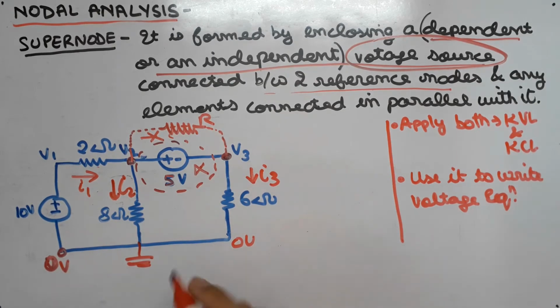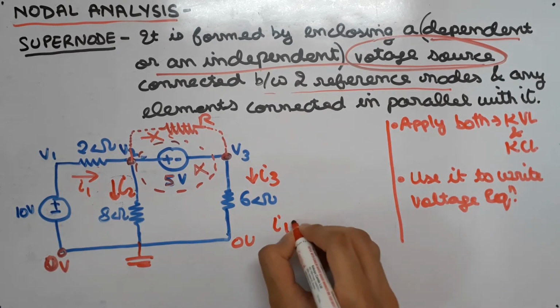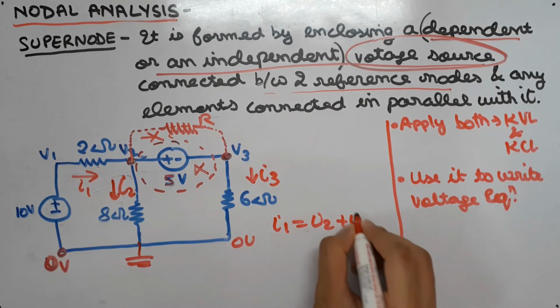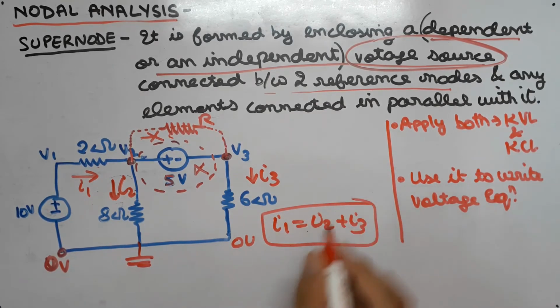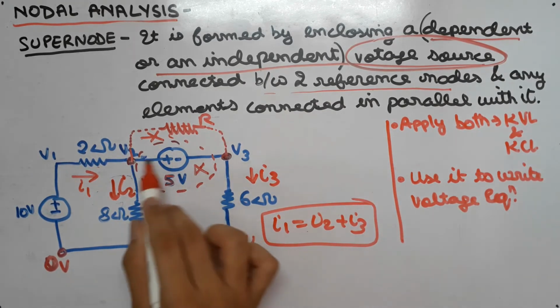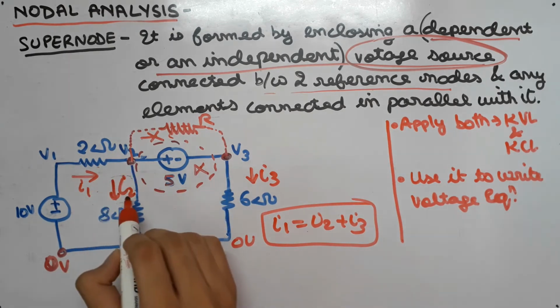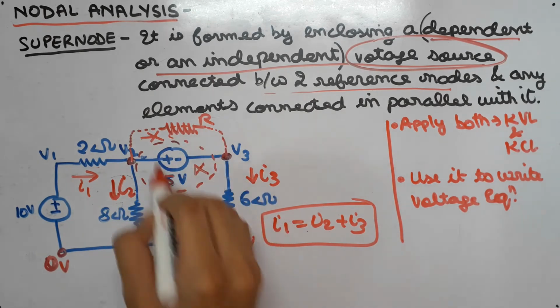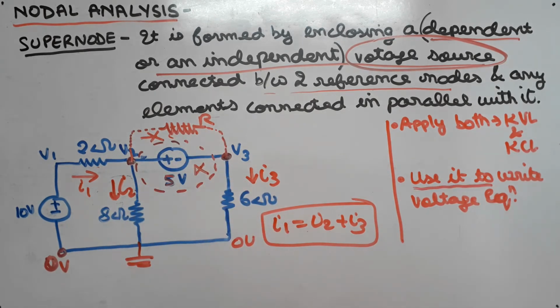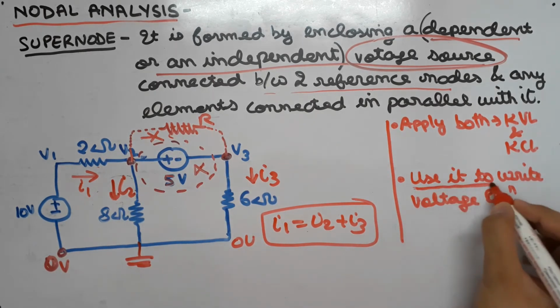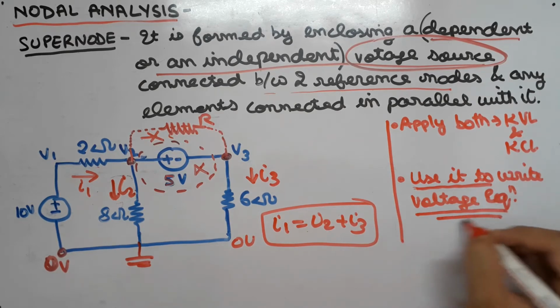Now we will write the KCL equations as I1 is equal to I2 plus I3. That is, we will assume that I3 is flowing from this part, but we will not write it. That is, we have written I1 is equal to I2 and I3 without considering this part. Now the second thing to remember is that we have to use the super node to find the voltage equation.